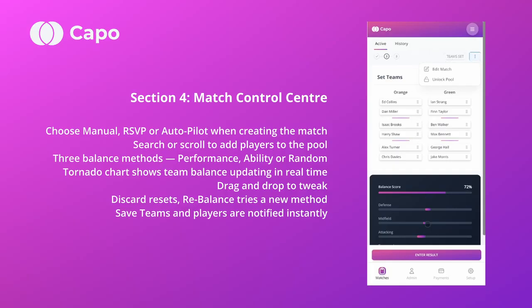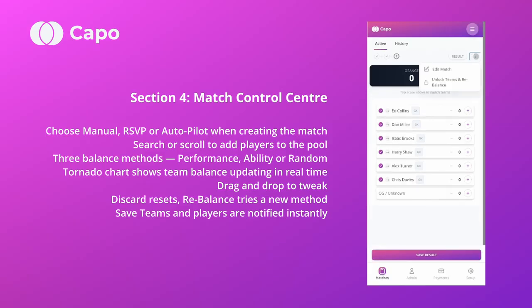Once you've played the match, you can enter the result, clicking here, and this gives you a simple screen where you can enter who scored. So you can click on the team names, click between teams, and you can add goals to either players or own goals for unknown, for example.